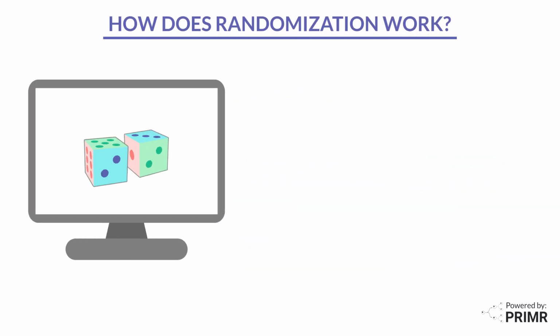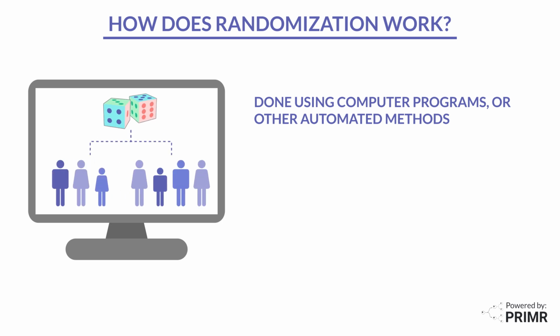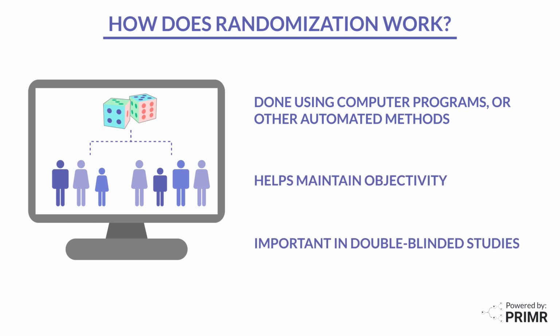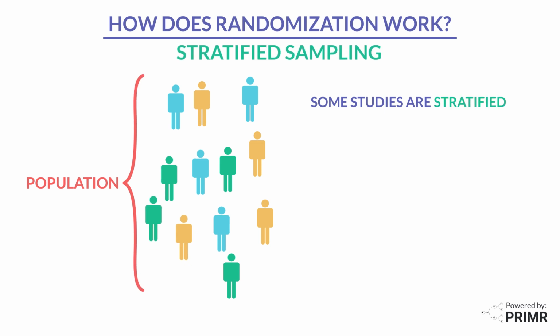In a clinical trial, randomization is often done using computer programs or other automated methods to assign participants to groups without any input from the researchers or participants. This helps maintain the study's objectivity and keeps both participants and researchers blind to the group assignments, which is especially important in double-blinded studies.